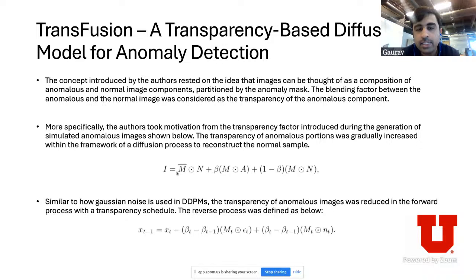So in this case, we are taking the complement of the ground truth mask corresponding to the anomaly, and we are doing an element-wise multiplication with the normal sample to get the rest of the normal portion. And then we are doing some type of interpolation between the anomaly source and the normal sample with the same ground truth mask, but with different weighting factors. And this is what is termed as the transparency. Here, 1 minus beta is basically the transparency that the authors use.